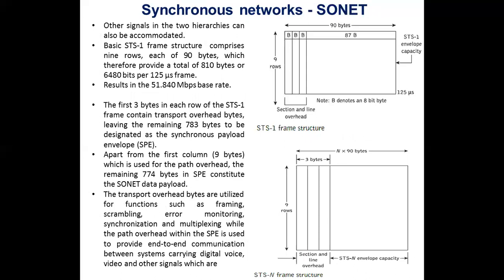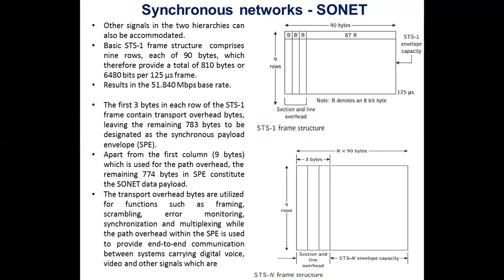The basic STS1 frame structure will be for 9 rows, 90 bytes. Therefore, a total of 810 bytes or 6480 bits per 125 microsecond frame will be there. So the base rate for the SONET will be 51.840 Mbps. I told you the first 3 bytes in each row will consist of the transport overhead bytes, leaving the remaining bytes for the payload for the data.